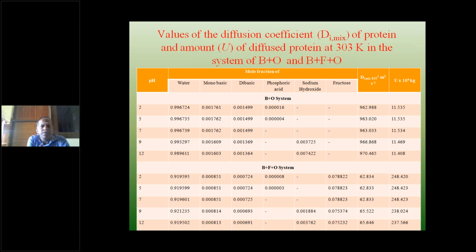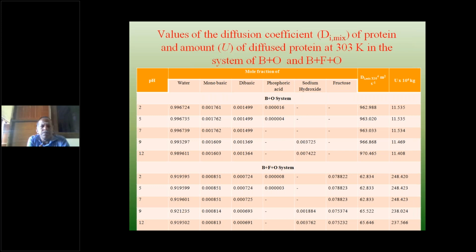So monobasic and dibasic potassium phosphate as we have used, and for each solvent, how much protein has been dissolved. Water is a solvent, monobasic potassium is a solvent, dibasic is a solvent, phosphoric acid is a solvent. Like this, in each solvent, how much protein has been dissolved, and then finally the total amount of protein dissolved is 1.535 into 10 power minus 6 kilogram has been calculated using this formula obtained from Laplace transform. The Laplace transformed equation is used for calculating the dissolved proteins.